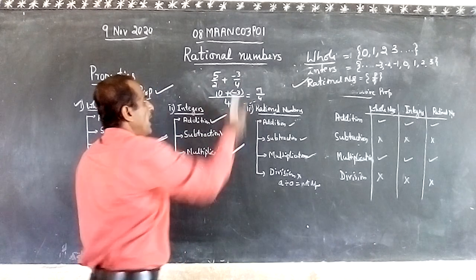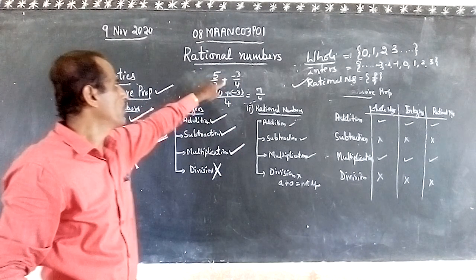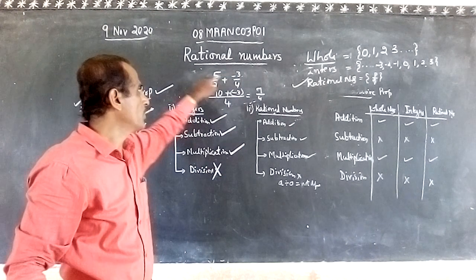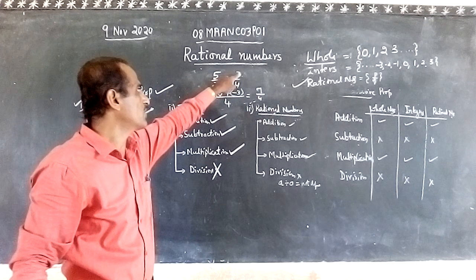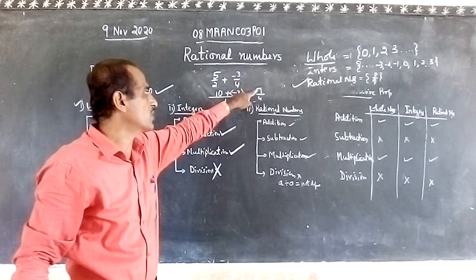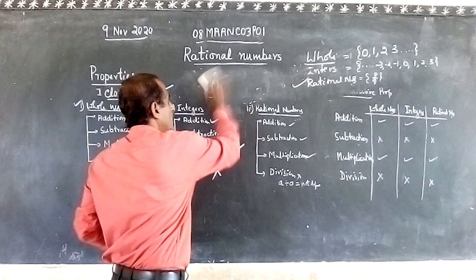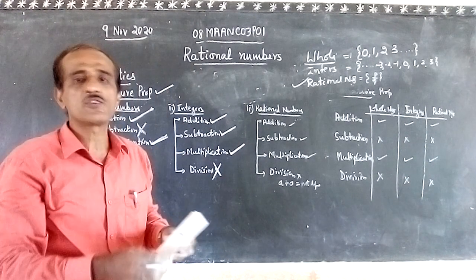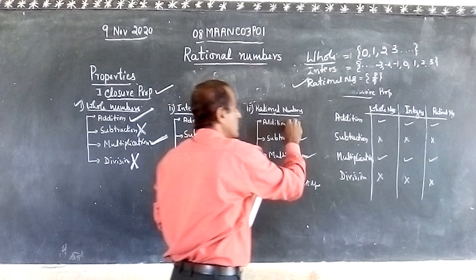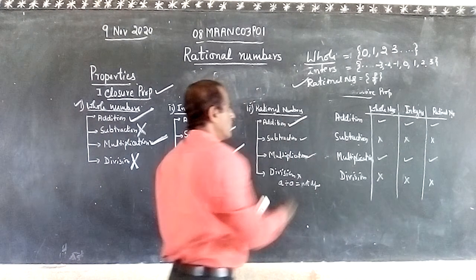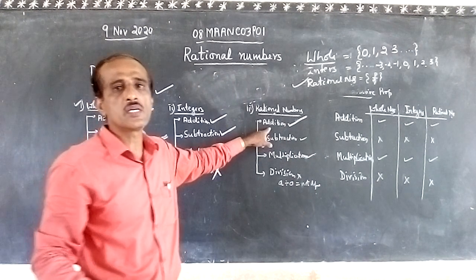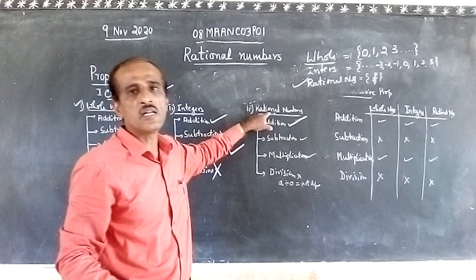See here, if you add 5 by 2 to minus 3 by 4, 5 by 2 is a rational number, minus 3 by 4 is a rational number, and the answer 7 by 4 is also a rational number. Therefore, for rational numbers, addition is possible. Therefore, addition is closed for rational numbers.